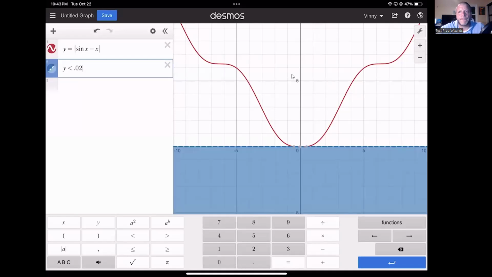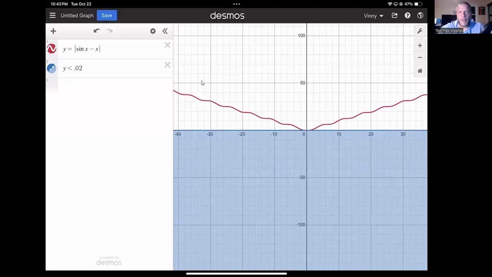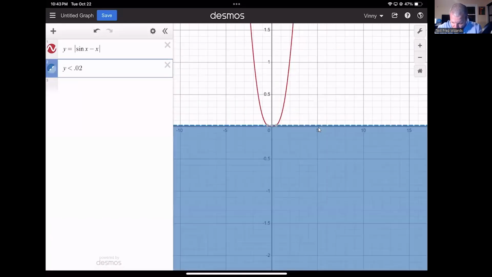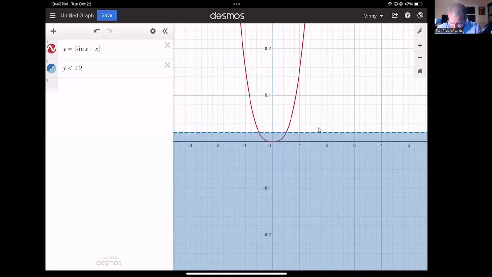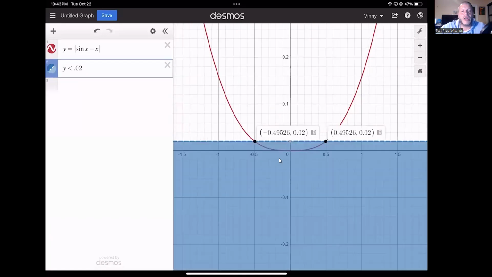All right, so notice that we have this kind of weird sine function there. It kind of looks like that. But we also have this inequality. Let's zoom in to see where we get this intersection, right? So if I zoom in enough, I can find two points of intersection for my function. I can see that we get one point of intersection at negative 0.49526 and one at positive 0.49526, right? It's an even function after all.